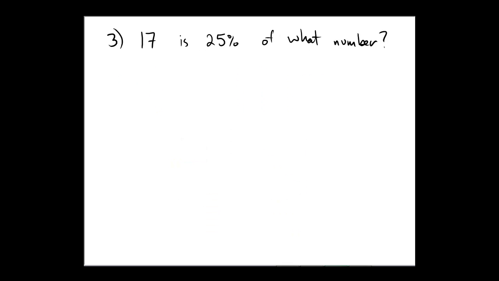Okay. 17 is 25% of what number? So here we have 17 is 25% of what number? X. I can see this is already going to work out a little bit nicer because 25 over 100 is actually 1/4. I can reduce that easily. And so I get 17 is equal to 1/4 of X.